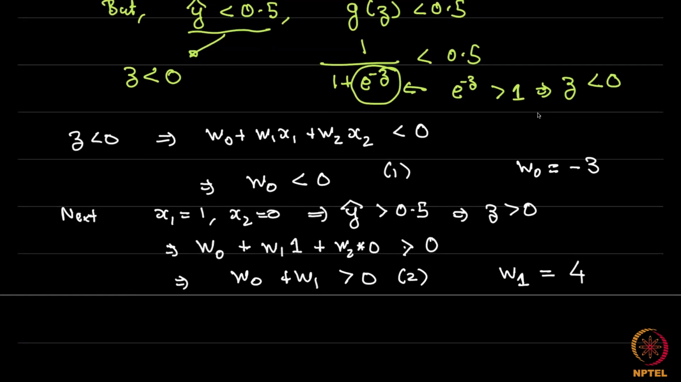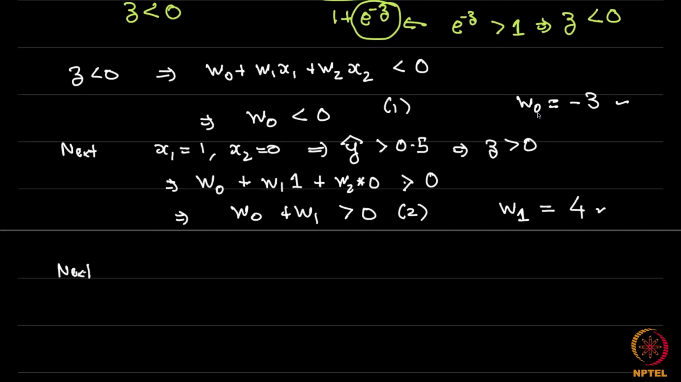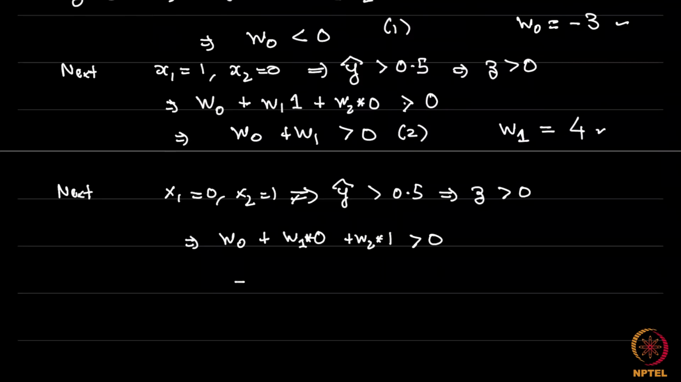So that W0 plus W1 is greater than 0. So these two conditions are then satisfied. Now, the next data point is X1 equal to 0, X2 equal to 1. And this gives us y hat is again greater than 0.5, because this also was an output equal to 1 case. So again, our probability has to be greater than 0.5. This in turn gives us z is greater than 0 again. So W0 plus W1 times 0 plus W2 times 1 is greater than 0. So this tells us W0 plus W2 is greater than 0.